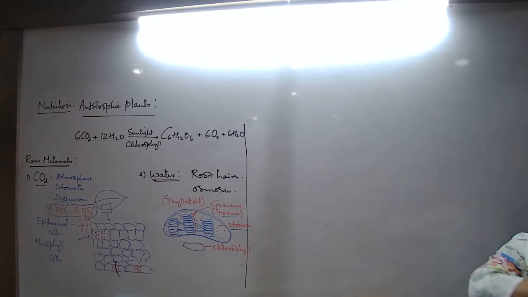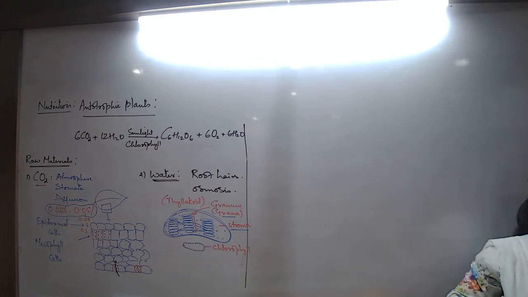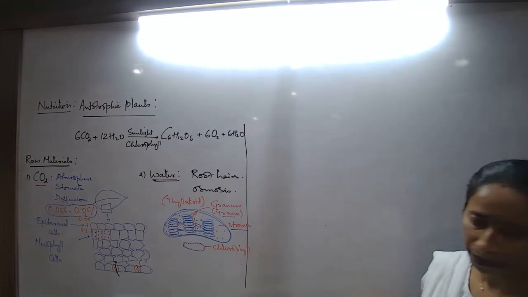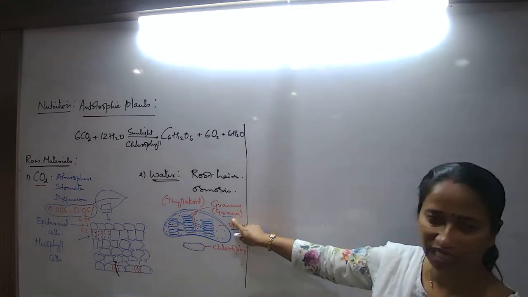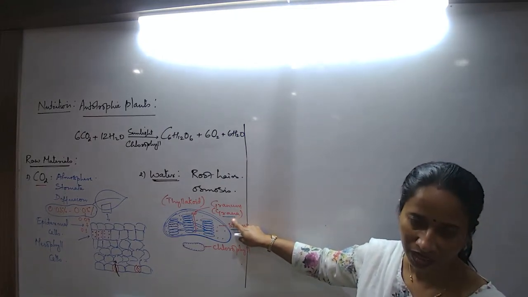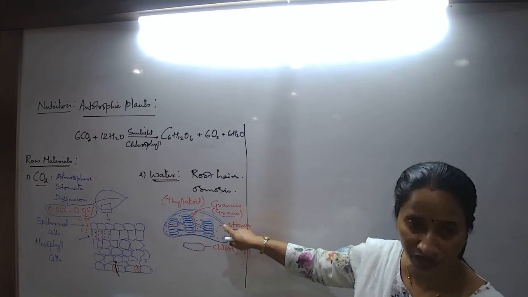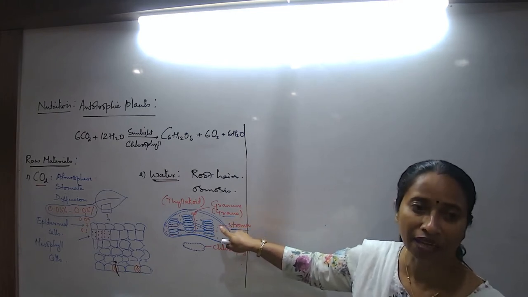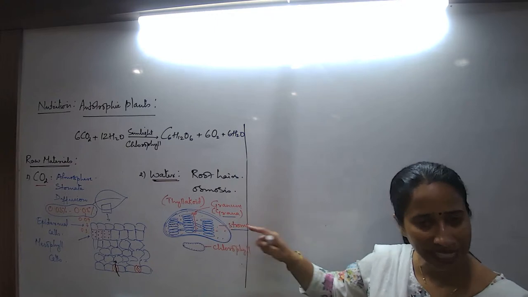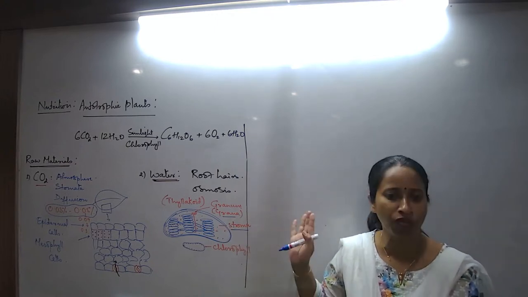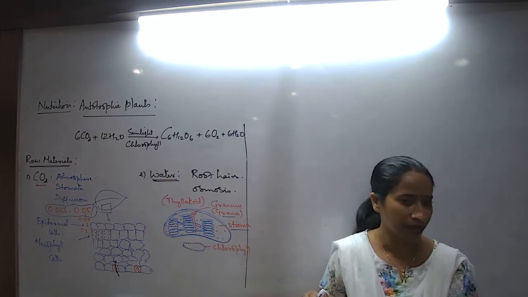We are writing down only the skeletal reaction here, no? The entire process of photosynthesis involves a whole lot of chemical reactions, some taking place in the grana and some set of reactions taking place in the stroma. The reactions taking place in the grana deal with chlorophyll, and they are light dependent. Unless and until there is an intensity of light, these reactions will not happen.